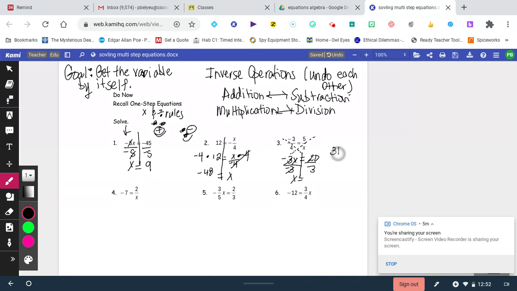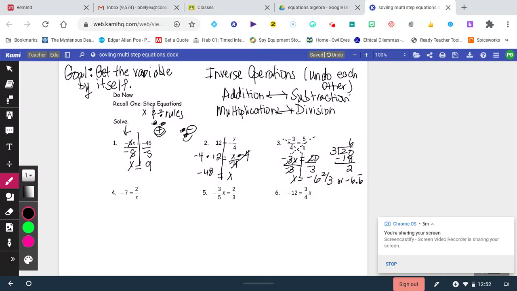And then how many groups of 3 can I get out of 20? Well, I can get 6 groups, and it's going to leave me with a remainder of 2. So that's going to be negative 6 and 2/3. Now, I could have written this as a repeating decimal. As a repeating decimal, it would have been negative 6 and 6/10 repeating with the bar over the 6, like that.